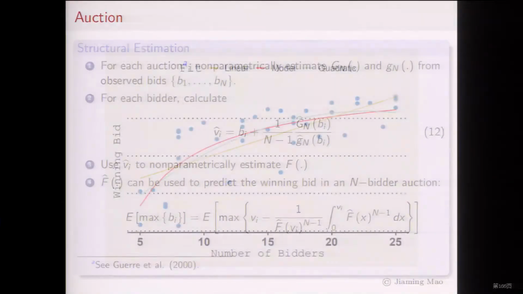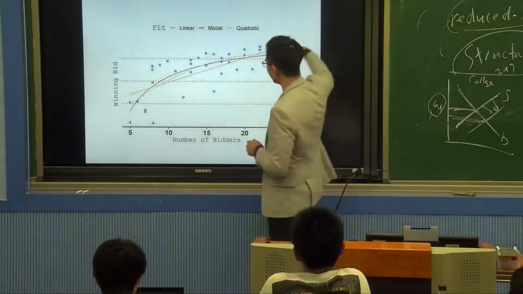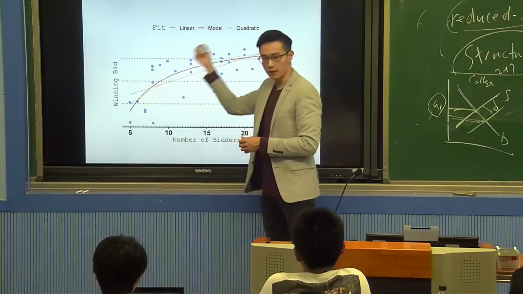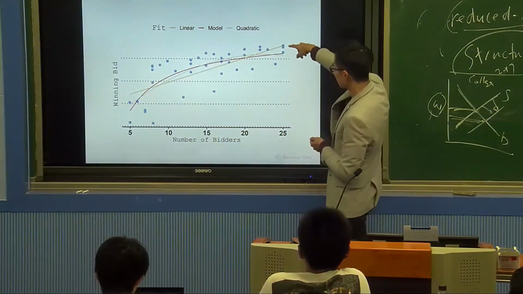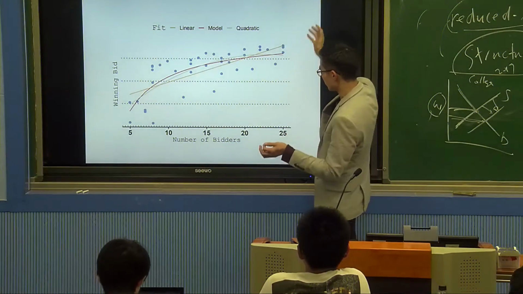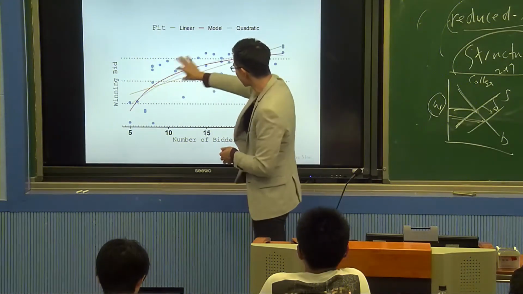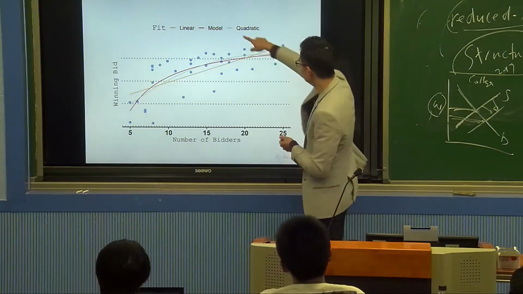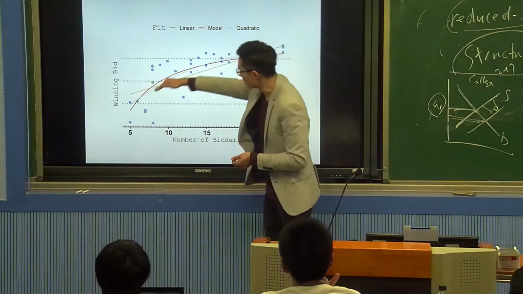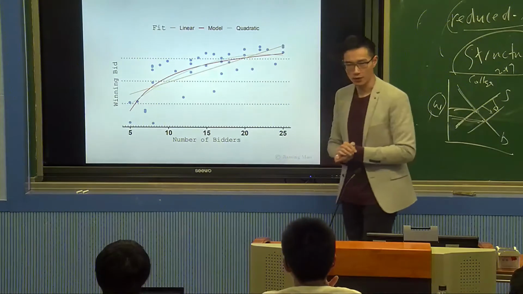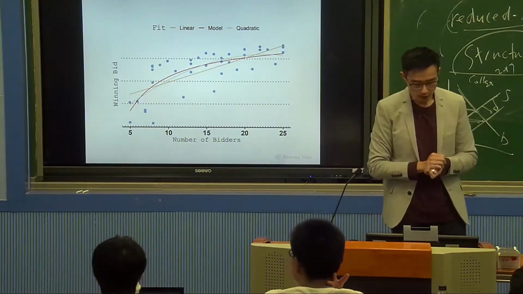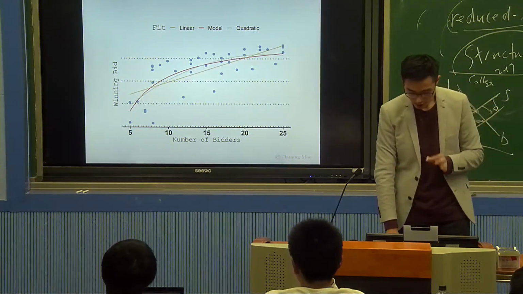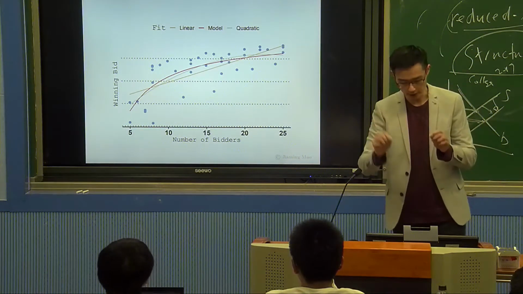For example, this one is a linear model, linear regression, with the number of bidders here and the winning bid here. I can do that. The linear model looks pretty okay on this data, but I can also do a quadratic model. The quadratic model is this green line. It also fits the data pretty well. However, this is the first approach, which is using a statistical model to fit the data.